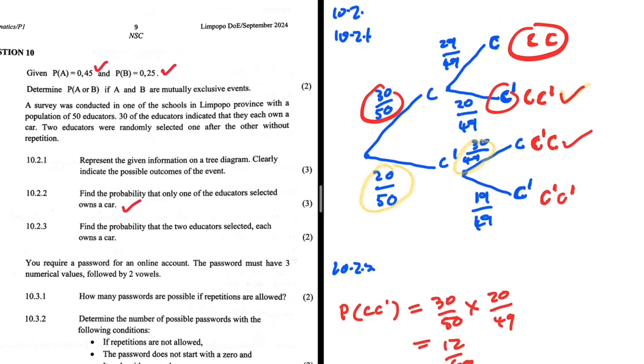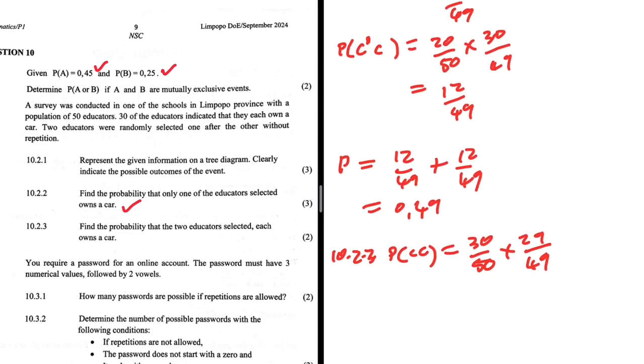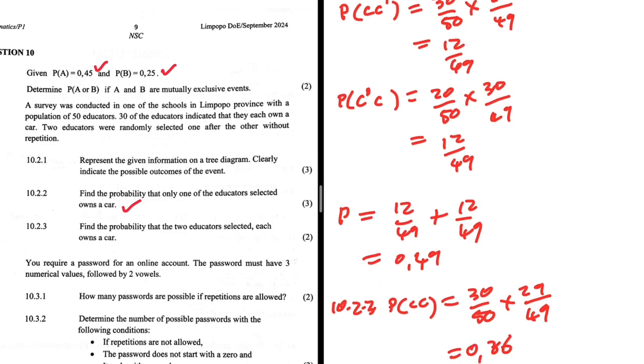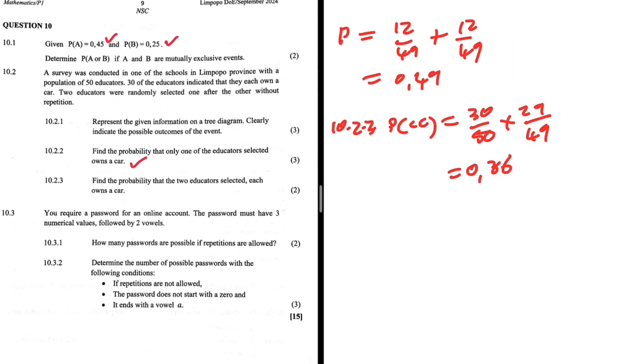Let me just check if I had represented the data in the correct way. Yes, that is totally fine. Okay, when I put it in my calculator, 0.36. So 10.2.3, 0.36. Okay, I think we're done with that.